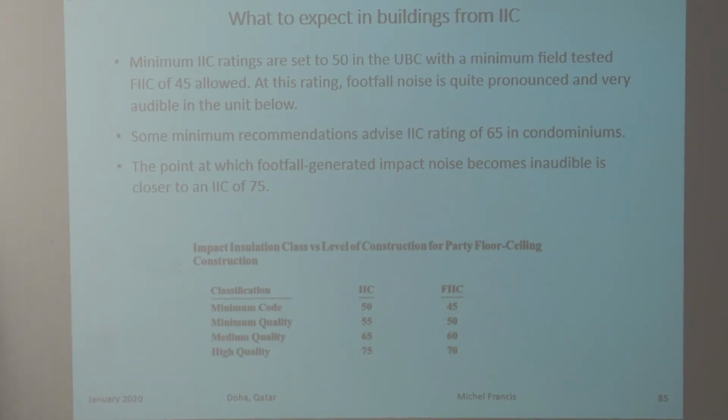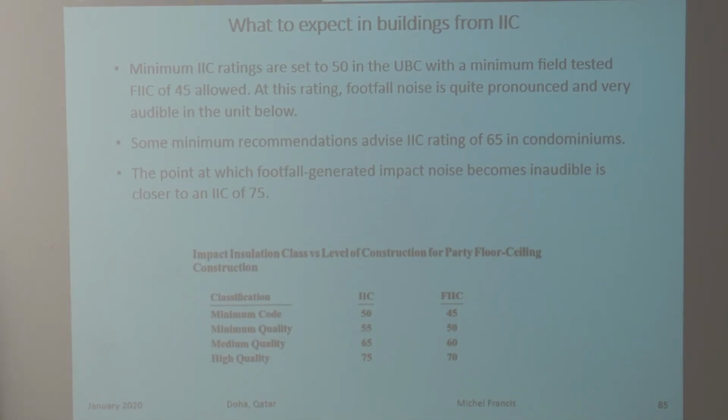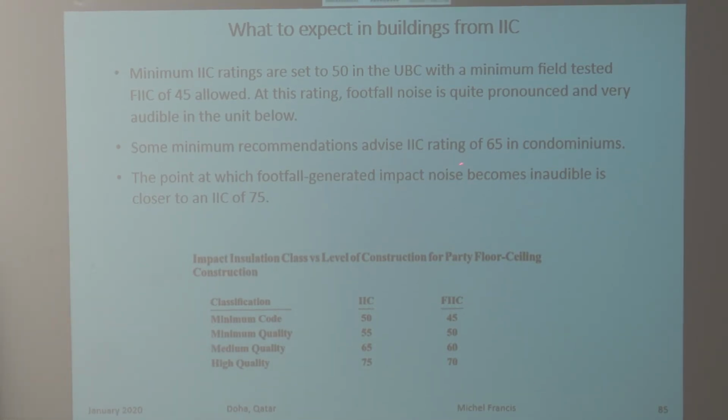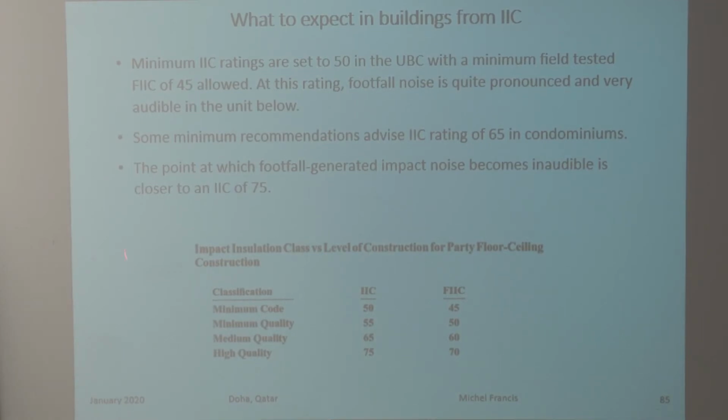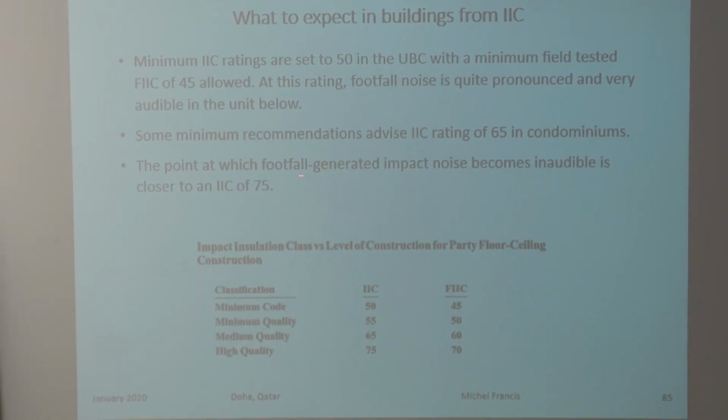So always there is a difference of 5, same as STC. So footfall noise is quite pronounced and very audible below. An IIC of 50 will not stop footfall noise. We need much more. The minimum recommendation would be about 65. However, the code tells you that you can go down to 50. Some codes, like the UBC. The point at which footfall generated impact noise becomes inaudible is something like 75. This way you will stop 100% of the noise, or it will not be audible.